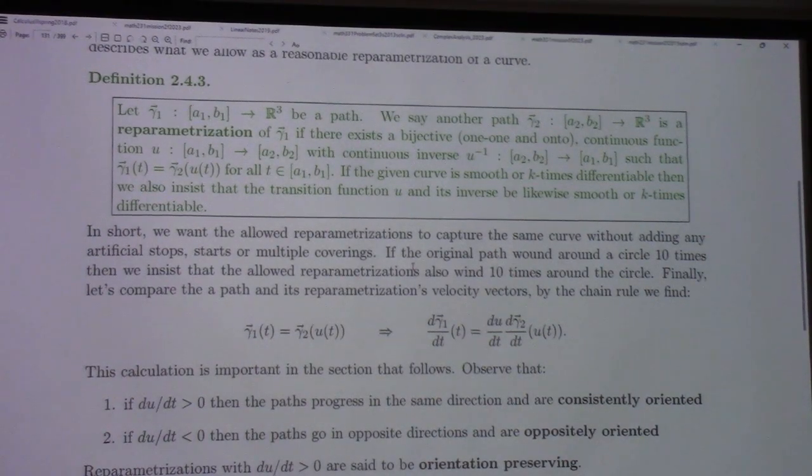For example, you could think of u equals a plus b minus t in example 1. That's what just happened. That's a reparametrization. The reversal is a reparametrization. So, there's that.